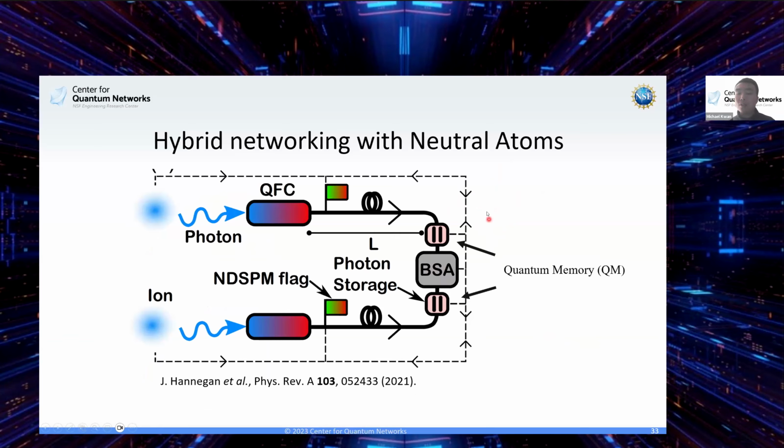Here is looking ahead to something that can be done on a quantum network, hybrid networking with neutral atoms. So the goal, because our rates are so low, one of the ways you can increase them is to add non-destructive state measurements as flags, and have the light stored in vapor cells, where the entanglement with the polarization gets mapped onto a collective spin state of the vapor.